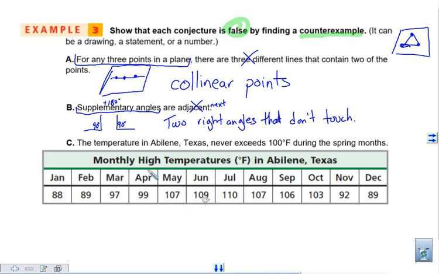Our next one, the temperature in Abilene, Texas never exceeds 100 degrees Fahrenheit in the spring months. So we need 100 degrees Fahrenheit, but not in spring. So which months are spring? March, April, and May. Do we have a month where it exceeds? Yeah. May is 107 degrees. That's our counterexample.